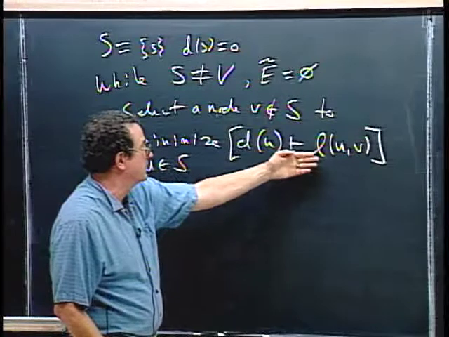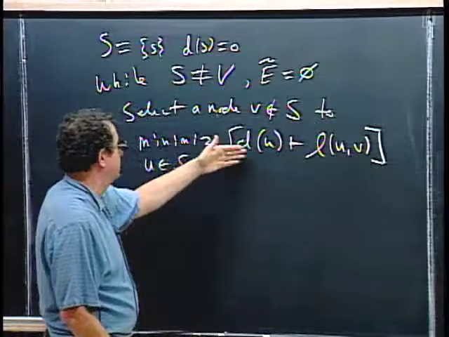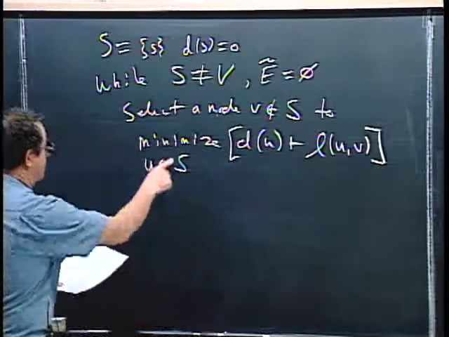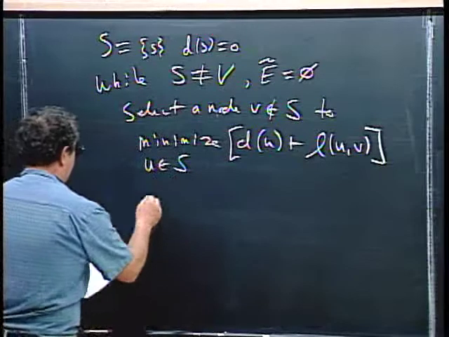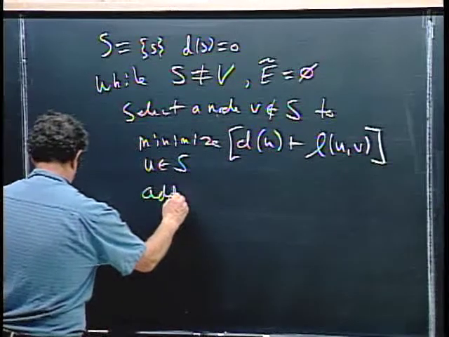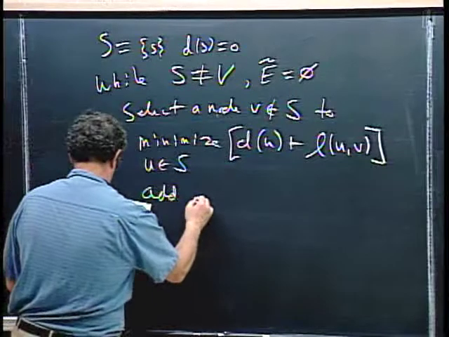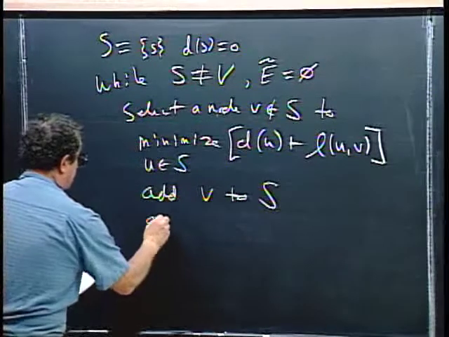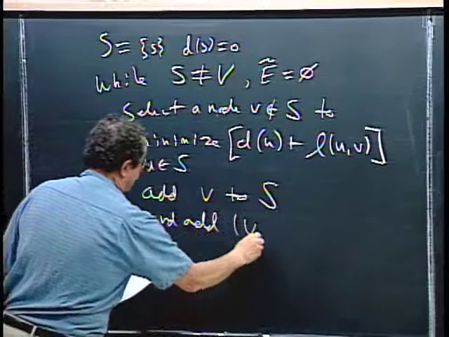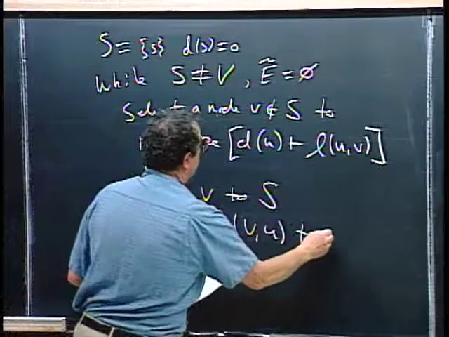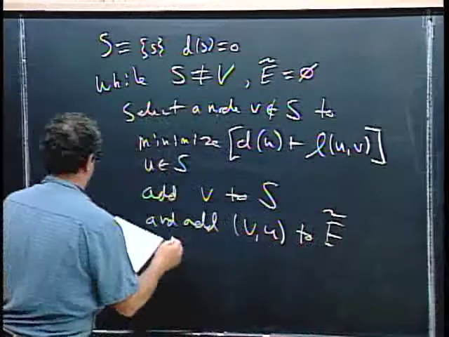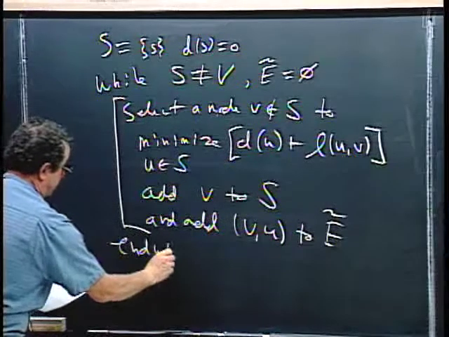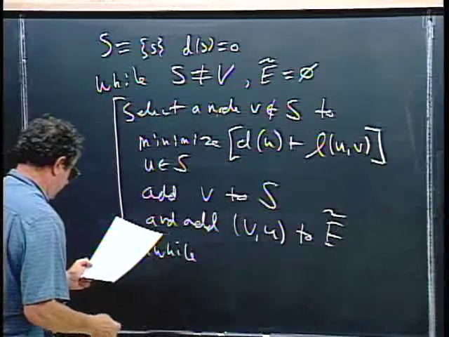But formally what happens is, because this value is infinity, it never gets included in this minimization, or it never gets chosen. Okay, so you select V, and then you add V to capital S and add VU to E tilde, and that's the end of the while statement.